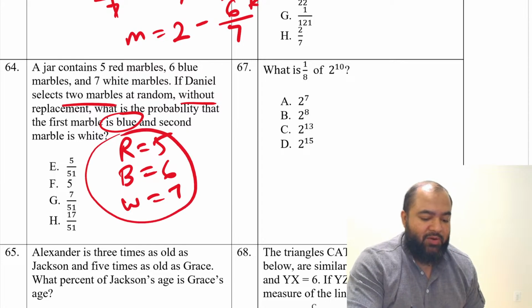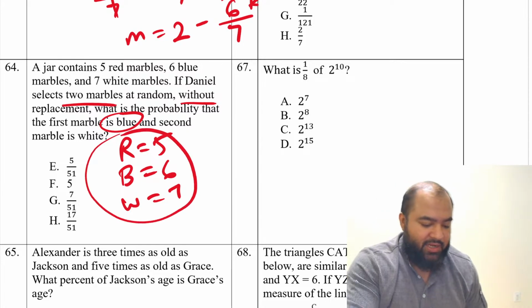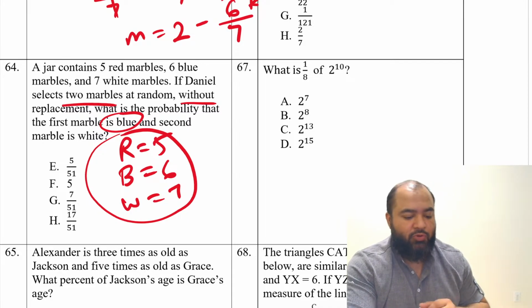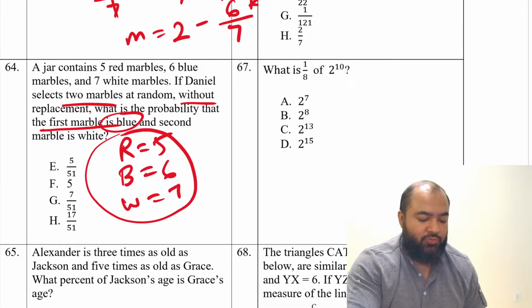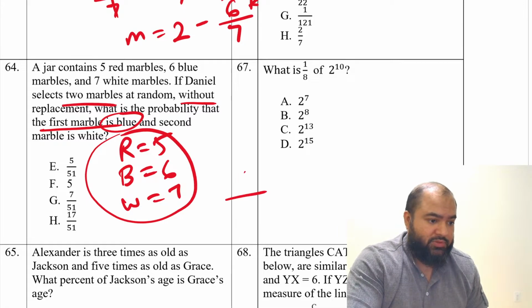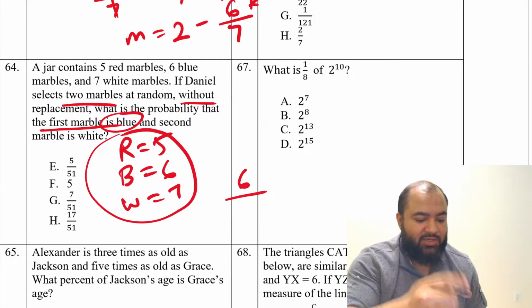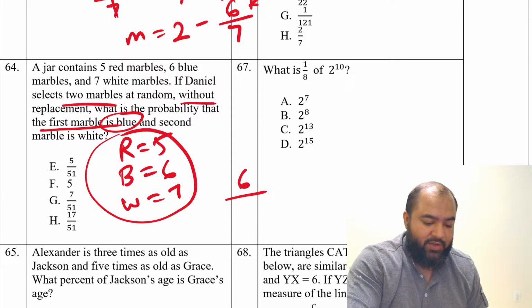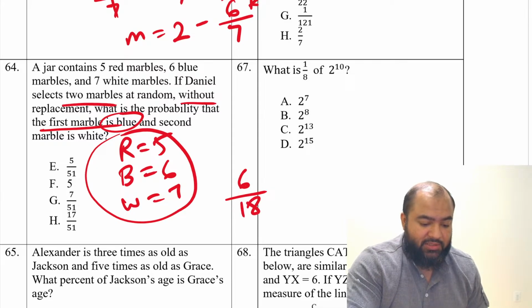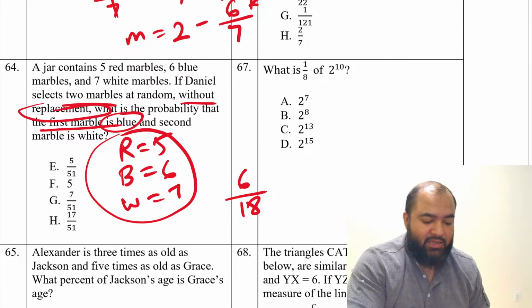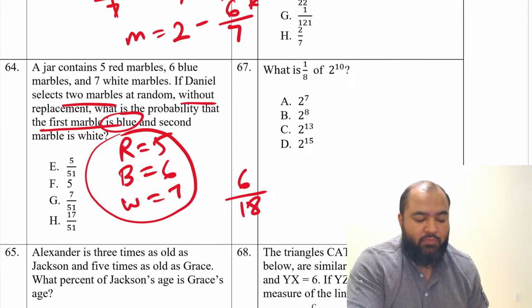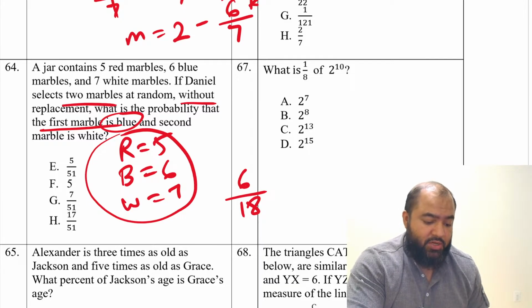So now, if I were to pick a marble, how many marbles are there, guys? 5 plus 7, 6, 11 plus 7, 18. So what is the probability of picking a blue? Because the first marble has to be blue. So 6 over, you guys keep answering it on the chat if you want, 6 over 18. Now this guy did not replace back the first blue marble, right? And the second marble has to be white.